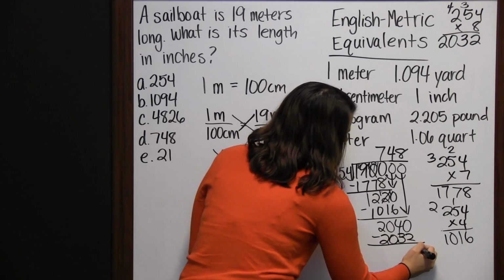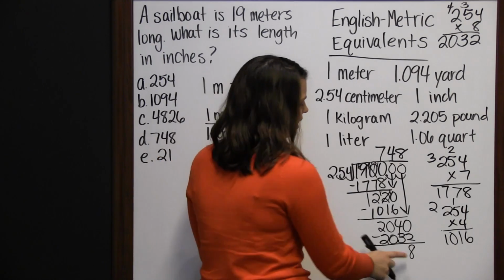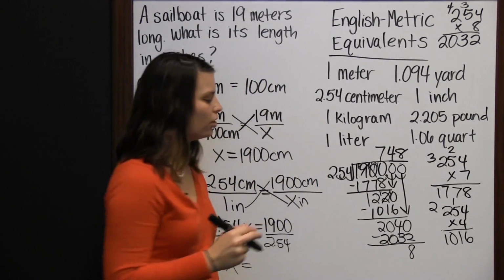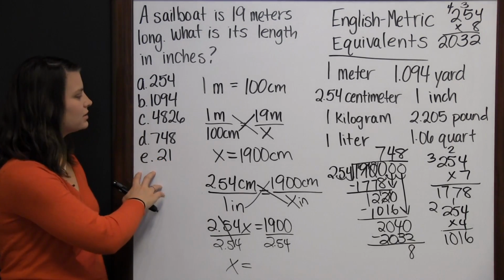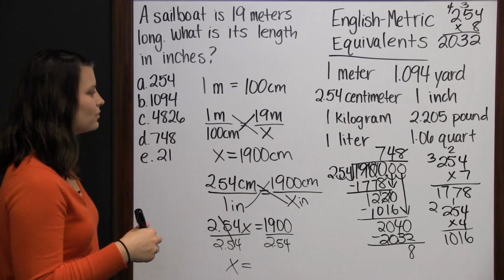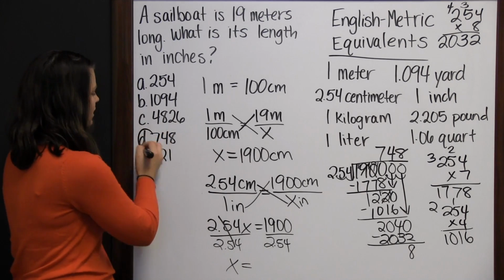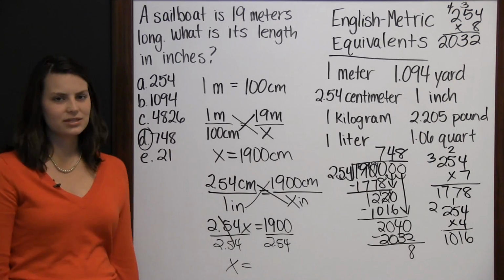We subtract and we get 8. And that would be our remainder. It'd be 8 out of 254, or we could keep going to find our decimal. But if we look at our answers, we don't need to keep going because none of our answers have the decimal as part of it. So our answer is D, 748 inches.